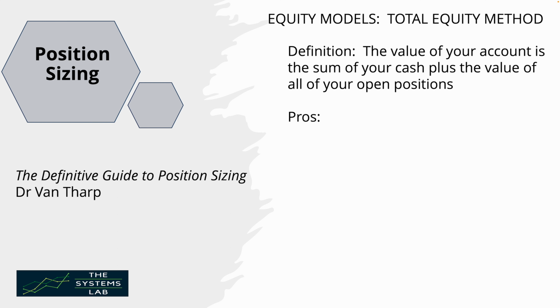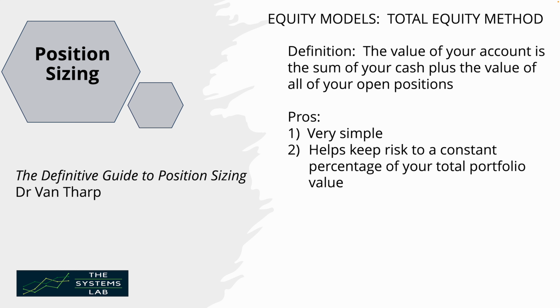Now, the pros of using this equity method versus another, there are other equity methods, and again, you can learn about that from Van Tharp and VTI, it's very simple. And I personally prefer to keep things simple, so this is really easy. You open up your account, you look at what your balance is right now in this moment, and that's what you use for calculating your position sizing, whatever position sizing algorithm you're using. The other pro is that it helps keep your risk to a constant percentage of your total portfolio value. So if you're trying to maintain constant risk and a constant volatility, this way makes sense.